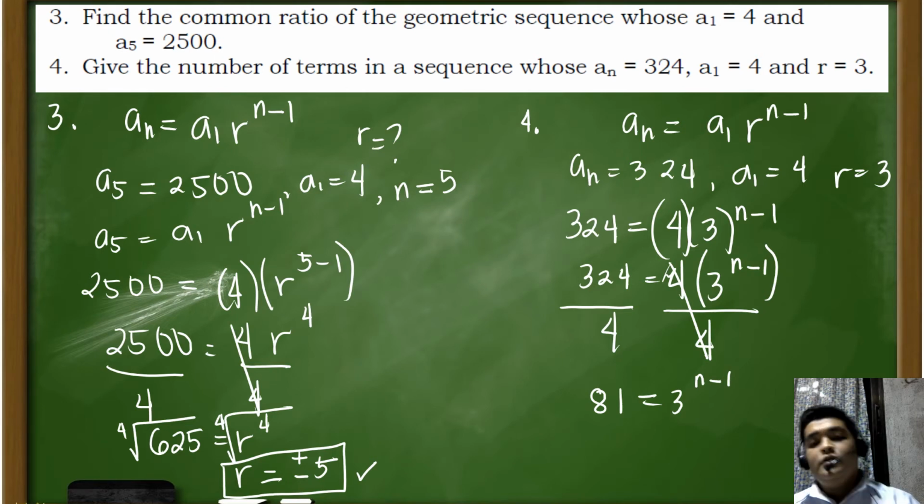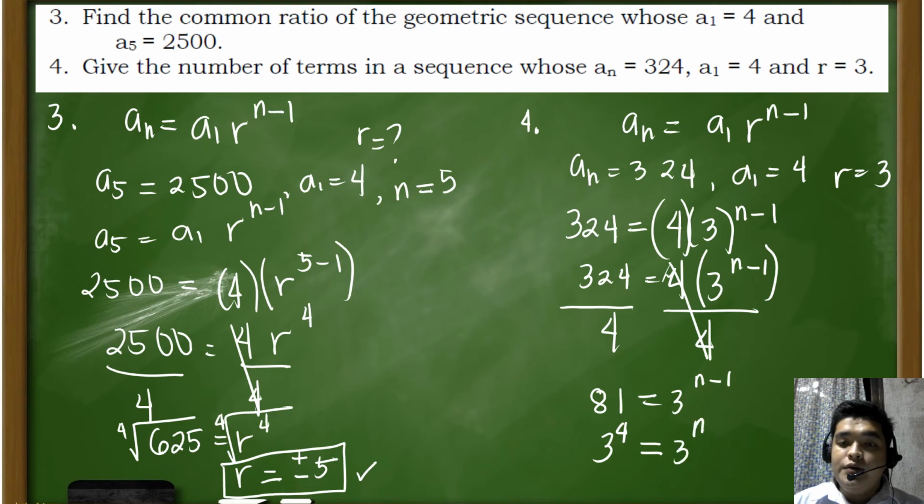Okay, so what should we do to find n? Our goal here is that they should have the same base, no? If this is 3, there should also be 3 below. We will make it an exponent. We'll express 81 as an exponent. How can you express that as an exponent? Okay? So that is 3 raised to 4, right? 3 times 3 times 3 times 3 is 81. Then 3 to the power of n minus 1.